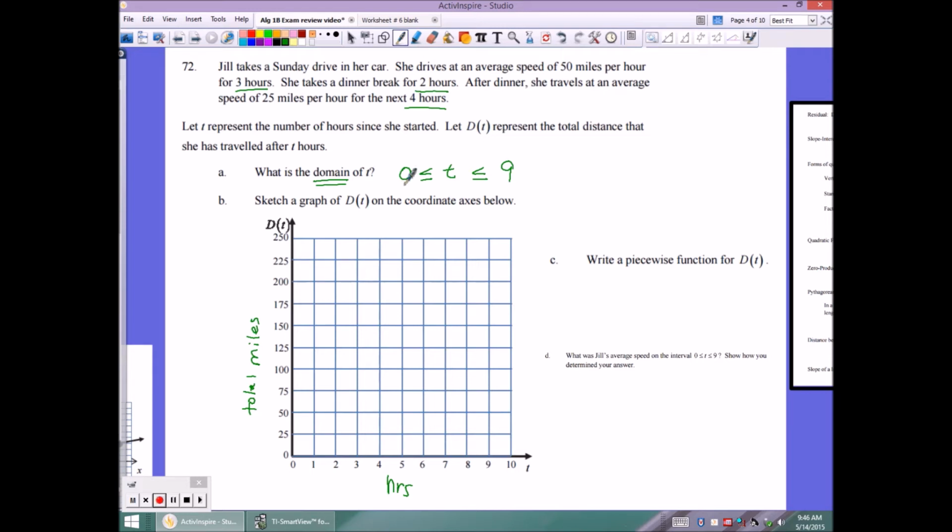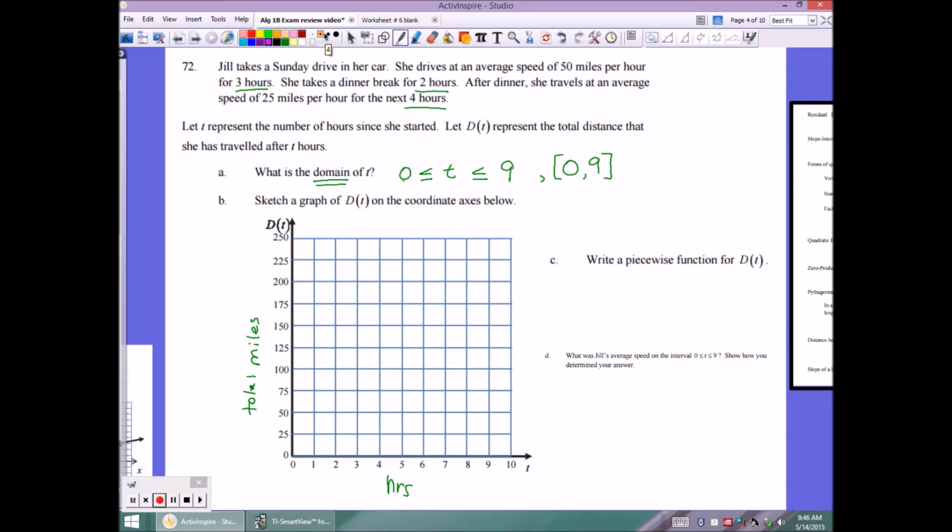So any time between 0 and 9 hours, another way to write that is from 0 to 9, including 0 hours and including 9 hours. So this says t is less than or equal to 9 and greater than or equal to 0. All right, now we want to sketch it. All right, let's sketch it.